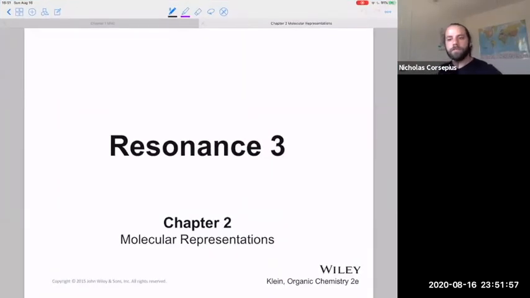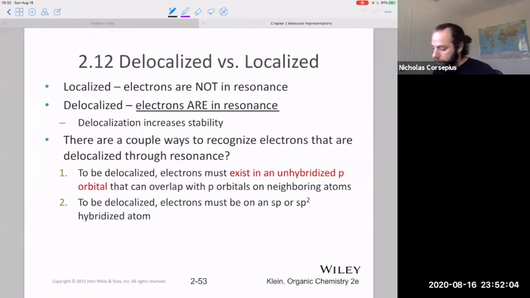All right, so now we're going to finish off our discussion of resonance. There's one more piece to this puzzle that we need to learn about, and that is this idea of localized versus delocalized electrons. It's actually pretty straightforward. Localized electrons are electrons that are not in resonance, and delocalized electrons are electrons that are in resonance. Remember, resonance is all about electrons spreading out into other side-by-side p orbitals, so delocalized.